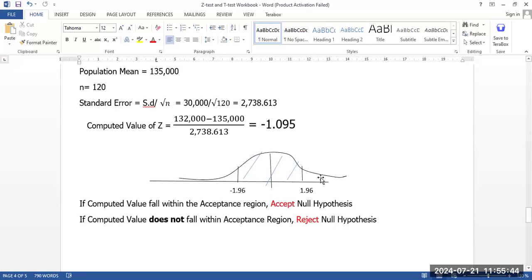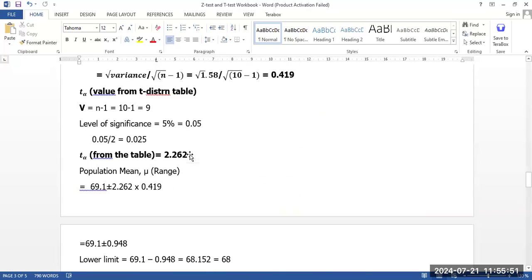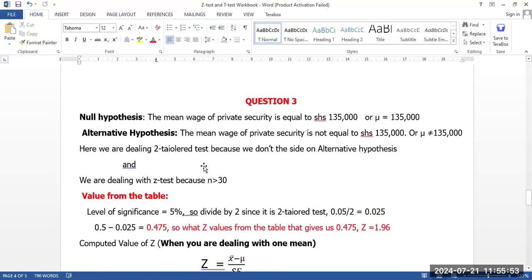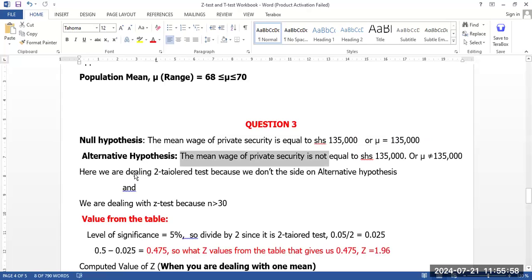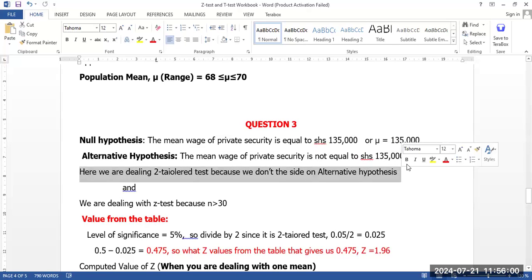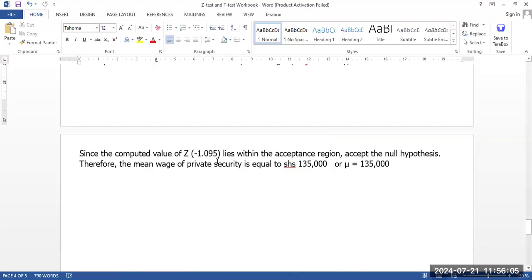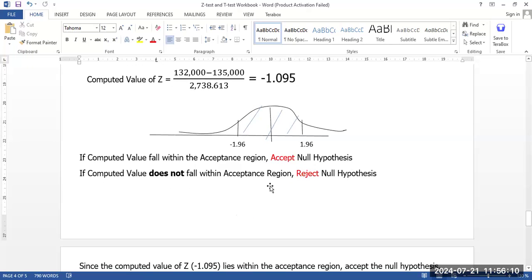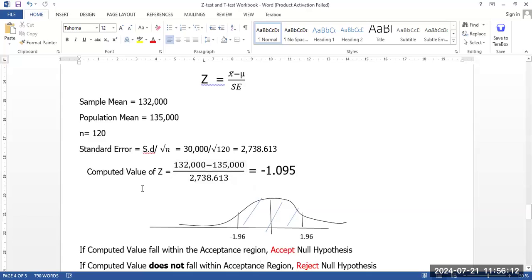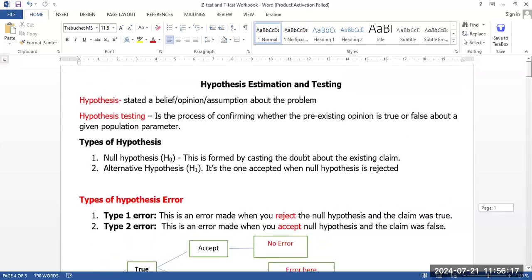If it falls outside, we reject the null and accept the alternative. Then we conclude with the alternative statement, which is this one. So that's all, colleagues. Even in the t-test, you do the same. Now, if you want to use method one, then this method one is about comparing with the value from the table.